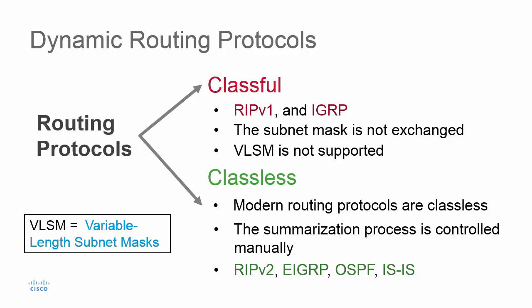Another limitation of the classful approach is the need to automatically summarize to the classful network number at all network boundaries. In the classless routing protocols, the summarization process is controlled manually and can usually be invoked at any bit position within the address. But the subnet routes are propagated throughout the routing domain. You may need manual summarization to keep the size of the routing tables manageable. Classless routing protocols include RIP version 2, EIGRP, OSPF, and IS-IS.